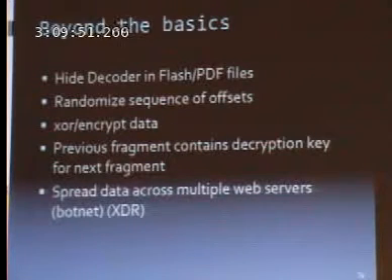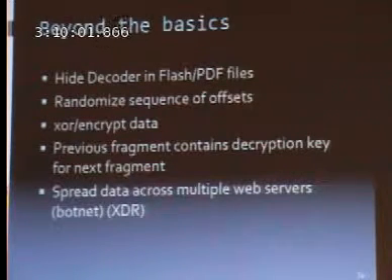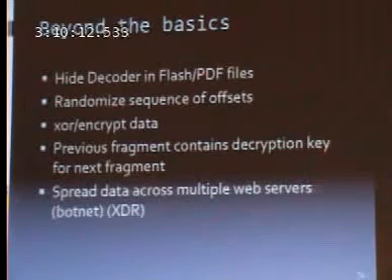I can also XOR encrypt the data and include decryption keys. So as I'm sending down each 3 bytes, as we saw in the previous example, perhaps one of the things in my metadata, if I'm using XML or JSON, was the decryption key for the next fragment. So it's even more difficult to look at or even make sense of what's happening.